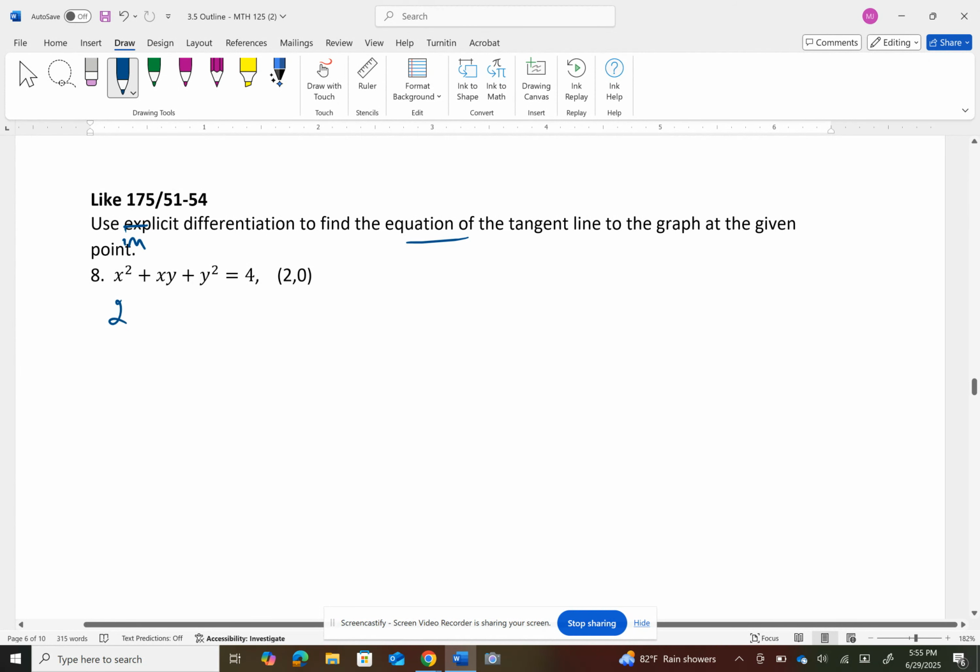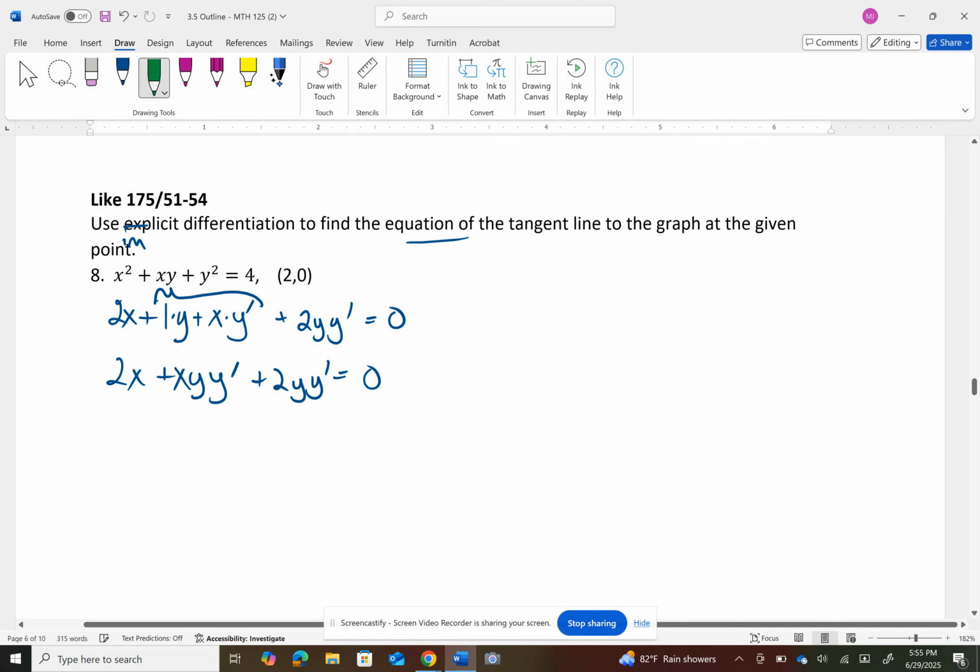So this would be 2x plus 1 times y plus x as is times the derivative of y. Both of those are just the derivative of xy. And then the derivative of y squared would be 2y y prime, and the derivative of 4 would be 0. So just like on the others, you would take a moment to clean things up a little bit, maybe put the x, then the y prime.